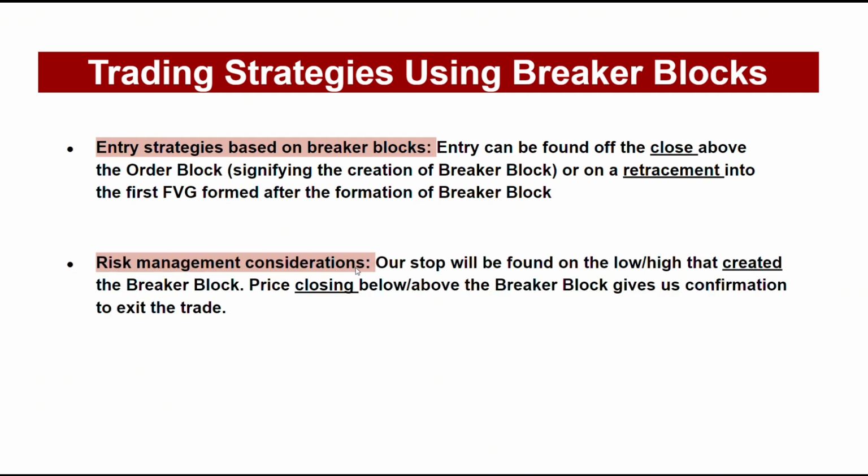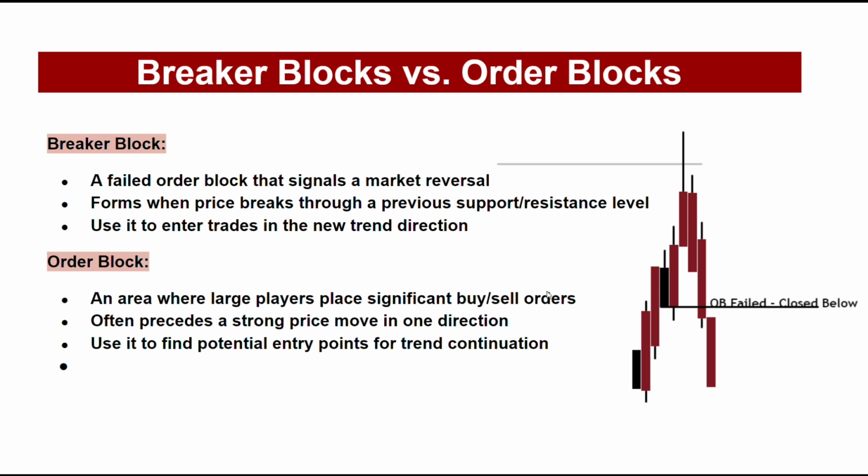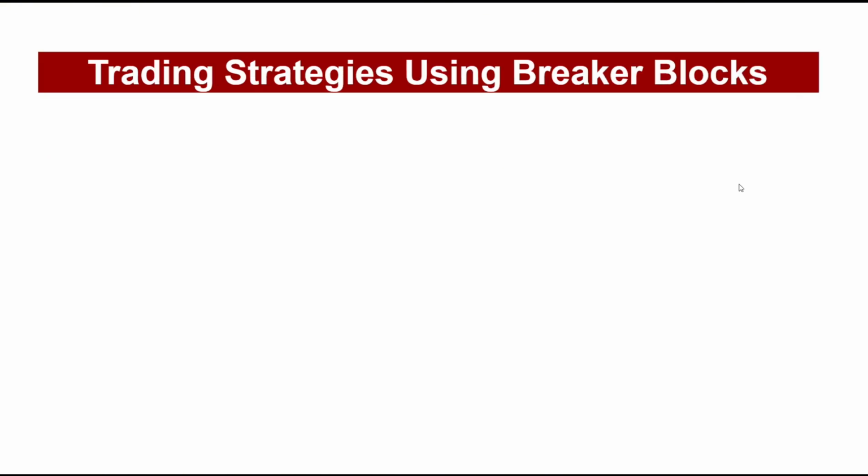So, risk management, stop losses. Our stop will be found on the low or the high that created the breaker block, the manipulation leg that formed the liquidity for price to move and close above or below. So price closing below or above the breaker block gives us confirmation to exit the trade. So obviously if we go back here, this is our breaker block, and if price closes above here, we now have enough confluence to exit the trade, just due to the fact that the closure signifies a potential either choppy situation or price moving higher.